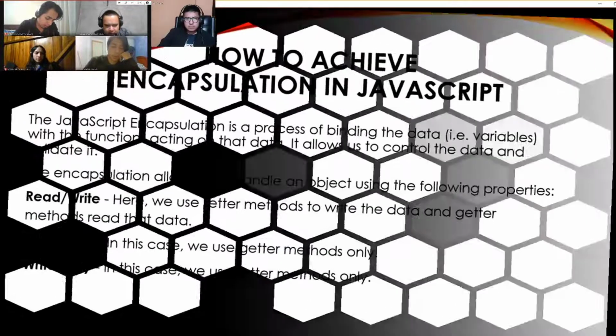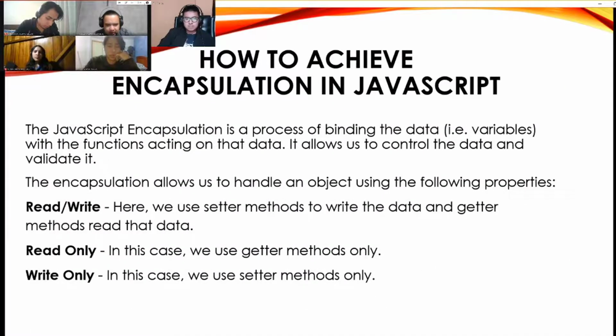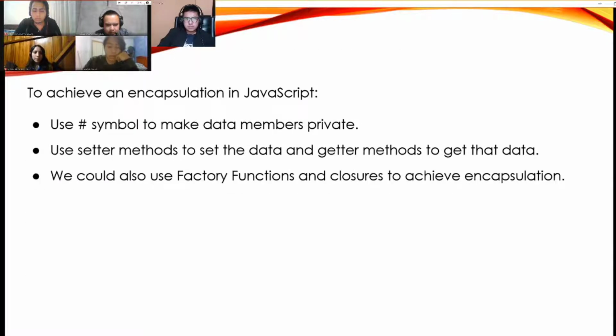How to achieve encapsulation in JavaScript? JavaScript encapsulation is a process of binding the data, for example variables, with the functions acting on that data. It allows us to control the data and validate it. Encapsulation in JavaScript allows us to handle an object using the following properties. Read only: in this case, we use getter methods only. Write only: in this case, we use setter methods only. In the case we read and write, we use both getters and setters.